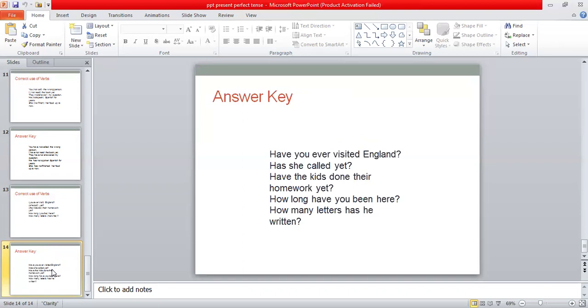So I think your idea of the present perfect tense would be quite clear by now. So whenever you have a sentence in your exam, always try to check the keyword, the signal word. It will be very easy for you to recognize the tense of the sentence, just to decide which tense you have to use in that particular sentence.